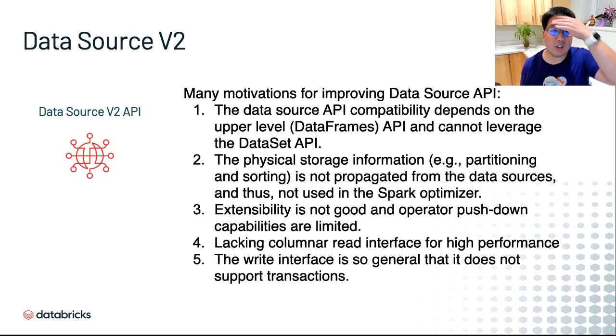So in other words, you could have had some really smart partitioning, indexing, sorting, whatever else in whatever data source you're accessing, but the Spark Optimizer wasn't going to see it and wasn't going to make use of it. So it was sort of just a dumb extract in a lot of ways. The extensibility was not very good, and the operator pushdown capabilities were really, really limited. And it also lacked a columnar read interface for high performance. So, that's already pretty bad.